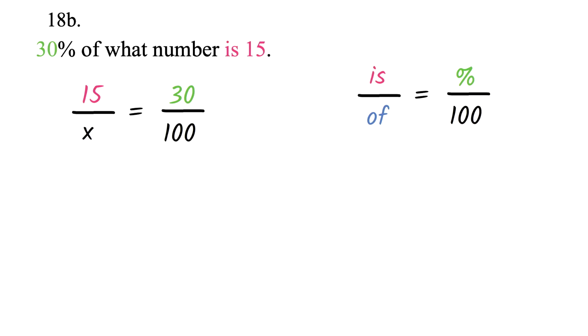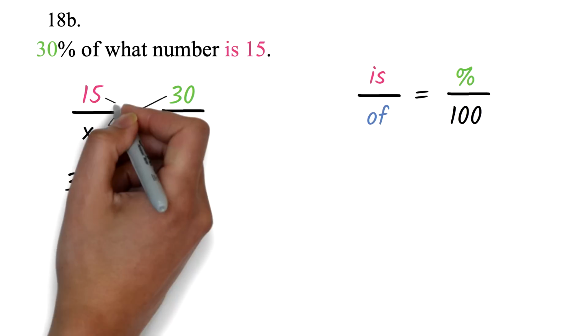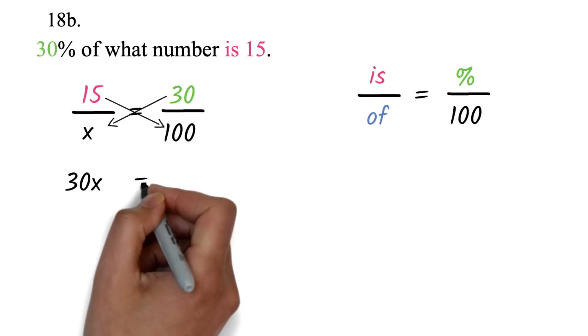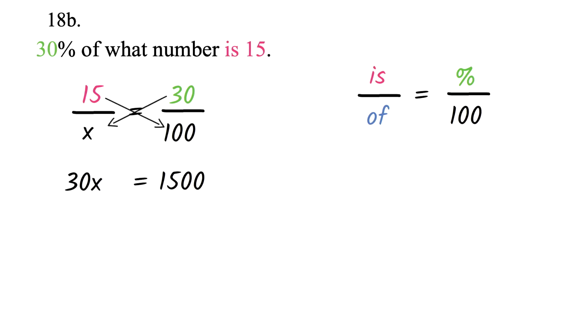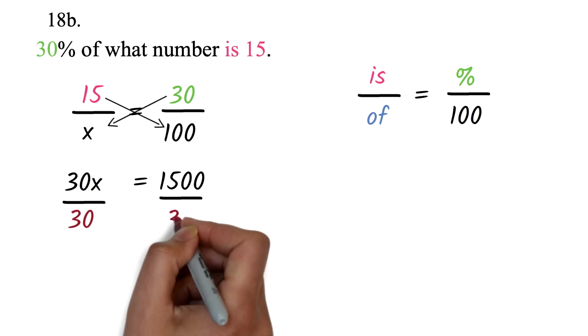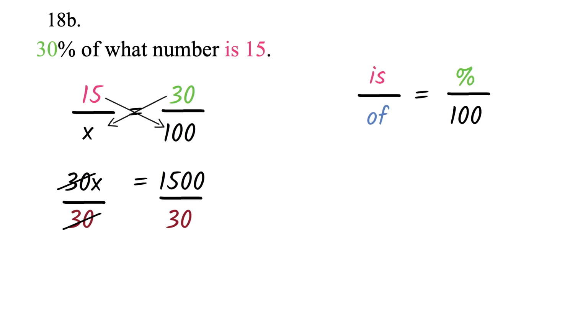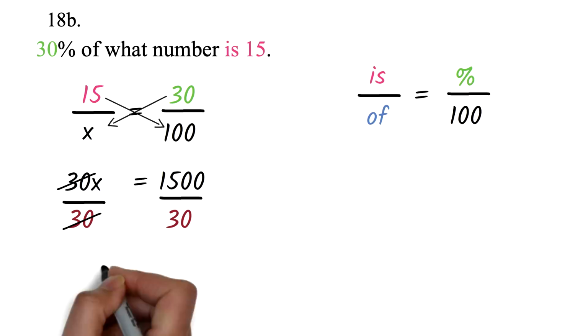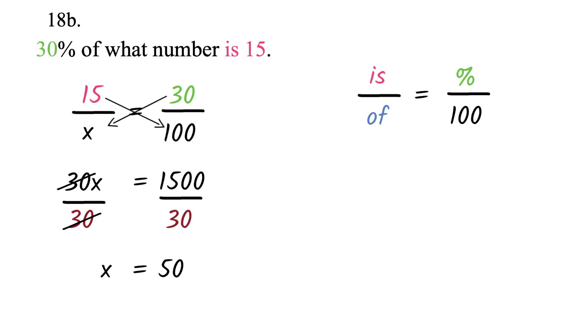Since the x is in the denominator, your first step will be to cross-multiply. So we have x times 30. This will give us 30x. Then we have 15 times 100. This is 1,500. Now we have a one-step equation. The 30 is multiplying, so we will divide both sides by 30. The 30 will cancel out. 1,500 divided by 30 is 50. Therefore, x equals 50, meaning 30% of 50 is 15.